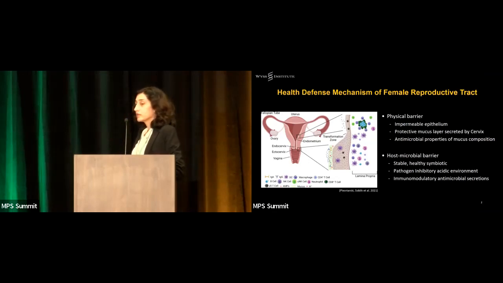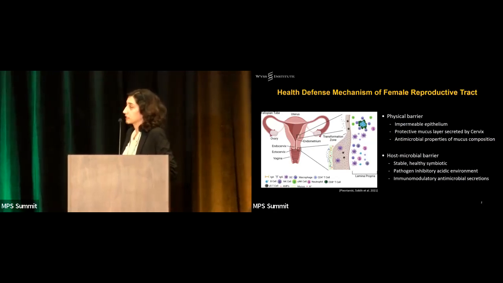The other main component here is the host microbial barrier. As we know, on the surface of the epithelium, we have a microbiome, microbiota, a population of bacteria that are residing on the mucosal layer. And in the female reproductive tract, the most abundant type of bacteria is Lactobacillus species. And these Lactobacillus species maintain a stable and healthy symbiosis with the epithelium, which provides them with nutrients, and in exchange they provide antimicrobial properties against other pathogens.